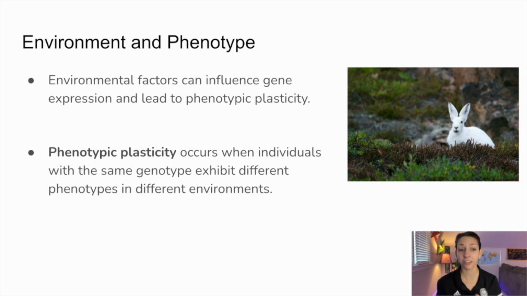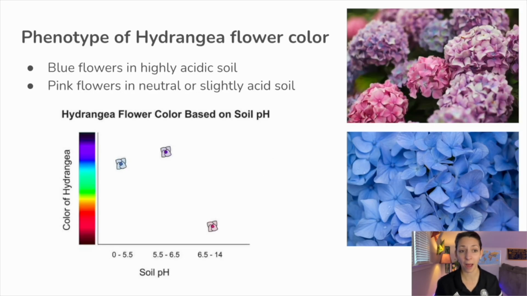So, environmental factors can influence gene expression and lead to phenotypic plasticity. This is when individuals with the same genotype have differences in the phenotype that they express because of environmental conditions. For example, there's some mammals like rabbits that can exhibit different fur colors at different temperatures. Hydrangeas are another popular example of this. The petals of certain hydrangeas can change color depending on the pH of the soil that they're planted in.